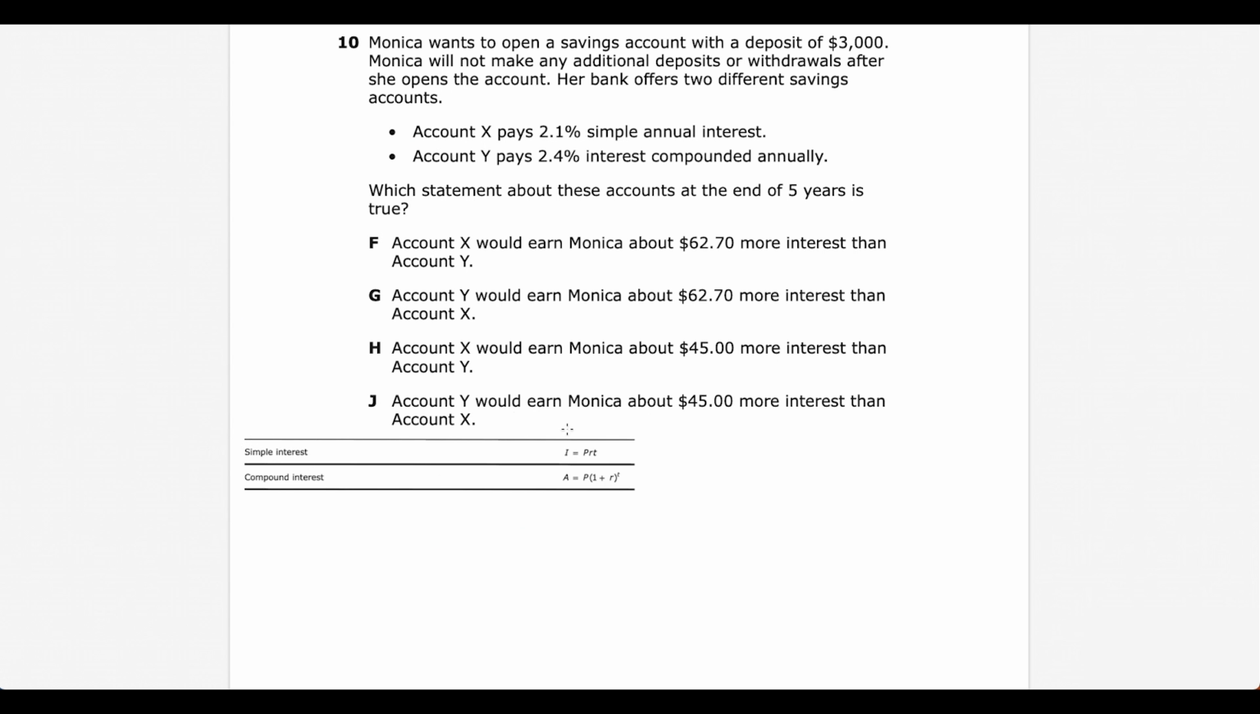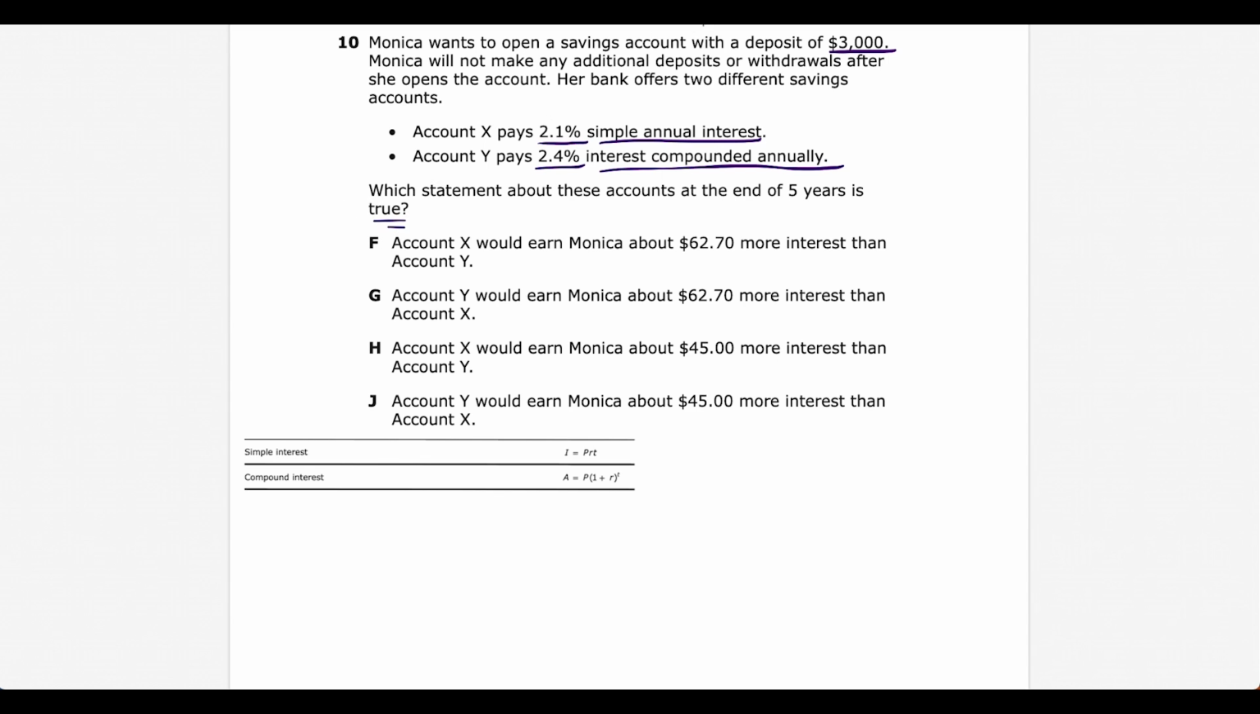So for question 10, I borrowed 2 formulas from the reference sheet that will apply here. We have Monica opening a savings account with a deposit of $3,000. And Monica will not make any additional deposits or withdrawals after she opens the account. And here are the 2 accounts. Account X pays 2.1% simple annual interest, while account Y pays 2.4% interest, and it's compounded annually. And we want to know which statements about these accounts at the end of 5 years is true.